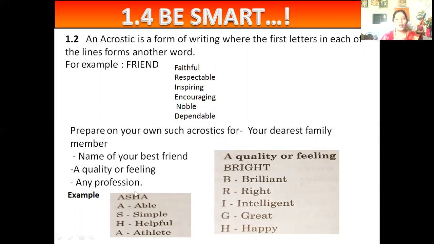Next, we will also learn an example of a profession, that is teacher. T-E-A-C-H-E-R. T for talent, E for enthusiastic, A for ambitious, C for cooperative, H for honest, E for energetic, R for respectful. This is an acrostic of teacher. Now, prepare on your own such acrostics.